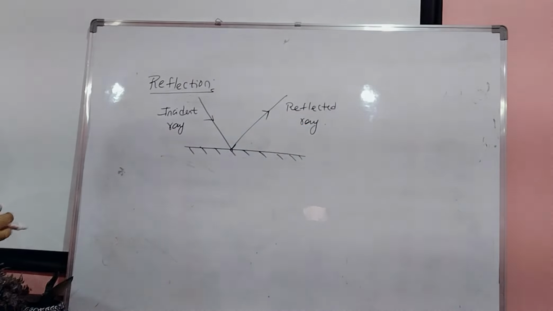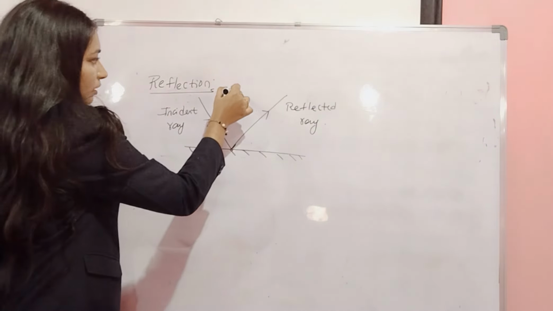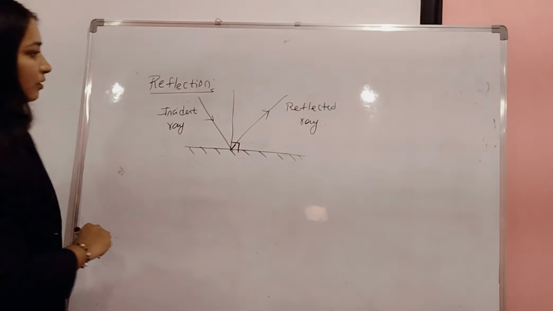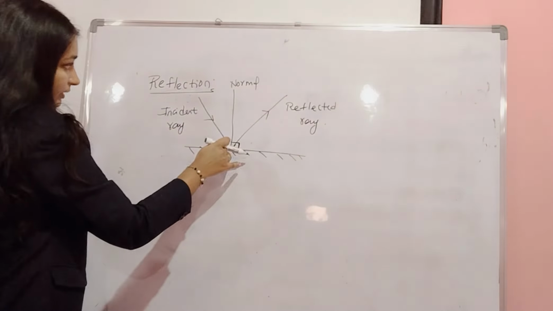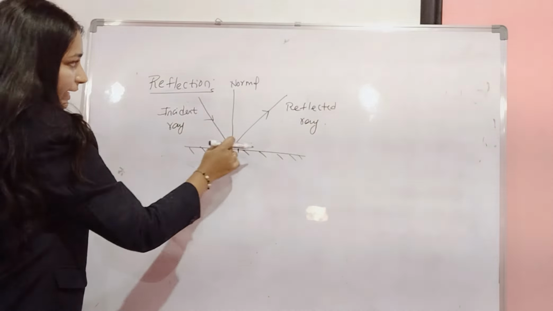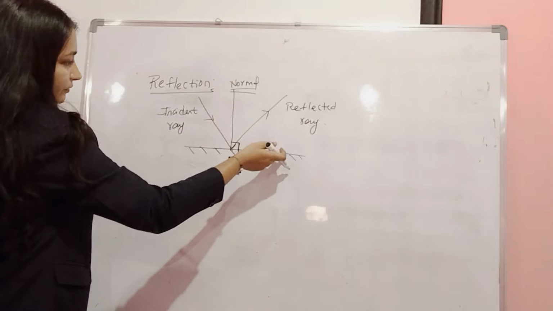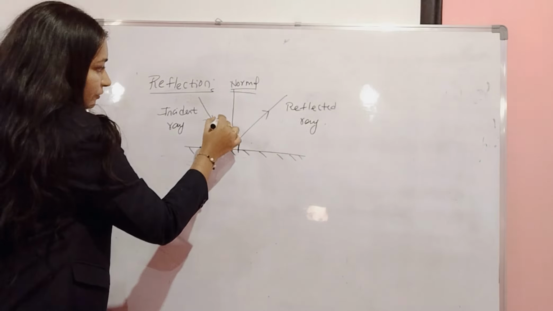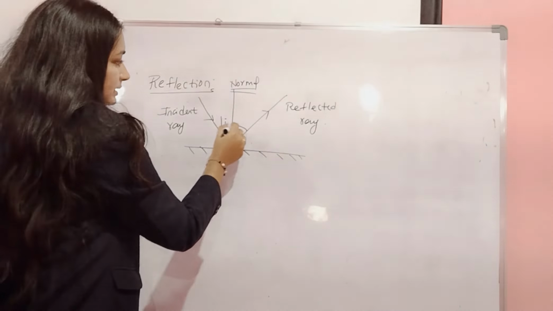So to measure angle of incidence and angle of reflection, we have to take the normal. Normal is a line that is perpendicular to the surface. So we have to take the normal at the point of incidence, the point where the incident ray is meeting the mirror. Now the angle made by the incident ray with the normal is angle of incidence, and the angle made by the reflected ray with the normal is angle of reflection.